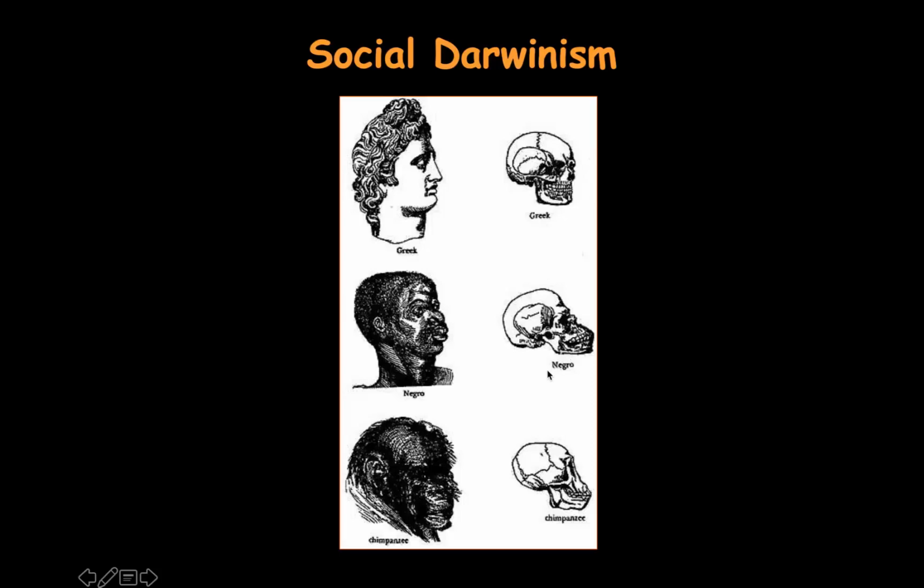And then you've got this chimpanzee skull, and you've got a comparison. Look how similar the Negro skull is to the chimpanzee skull versus the chimpanzee skull to the Greek or Western European skull, right? And so people in the 1800s make this basically racist ideology that they called a science called phrenology.